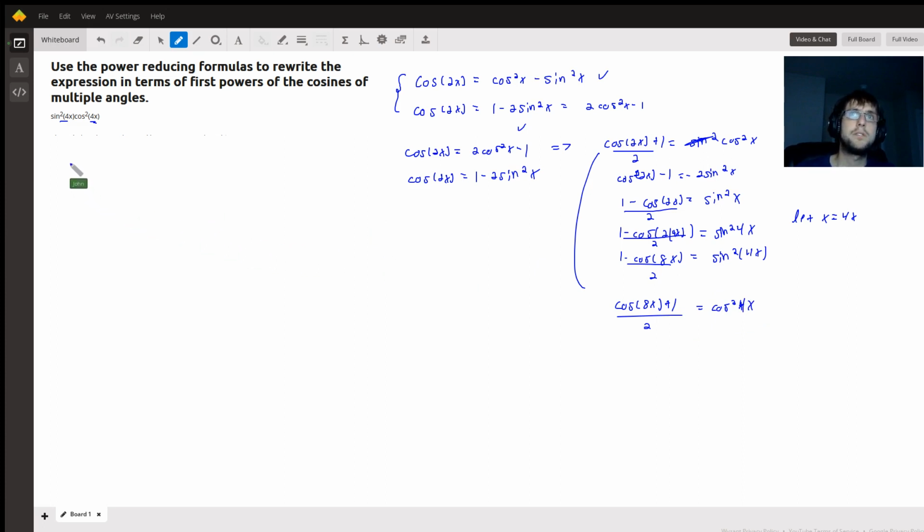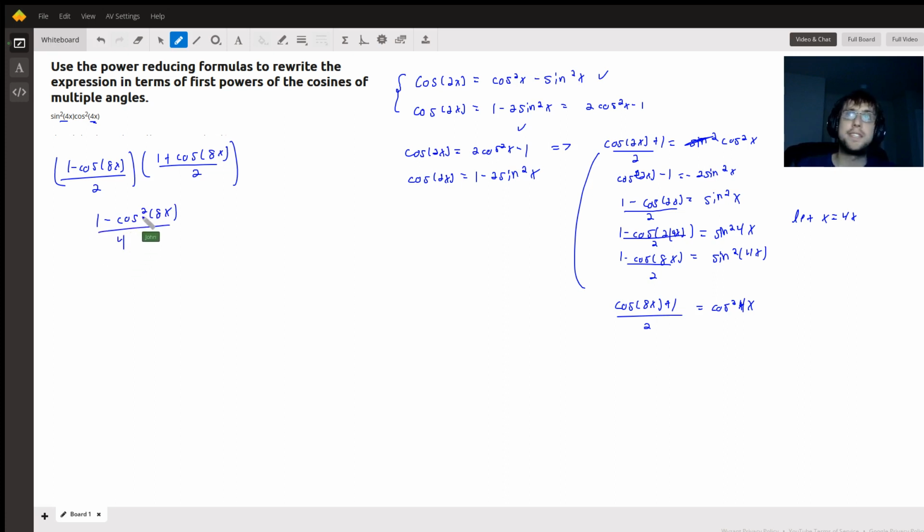So I've got 1 minus cosine of 8x over 2. And I'm going to multiply that with 1 plus cosine of 8x over 2. Well, if I FOIL that out, that's going to be 1 minus cosine squared of 8x, because the outer and inner terms cancel, since it's a difference of two squares, a minus b times a plus b, over 4.